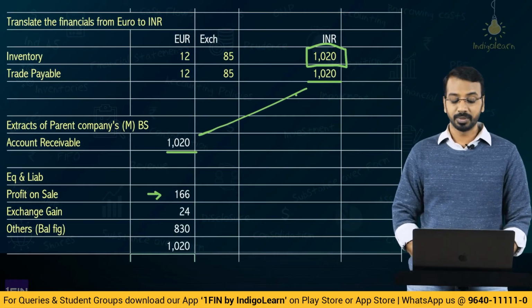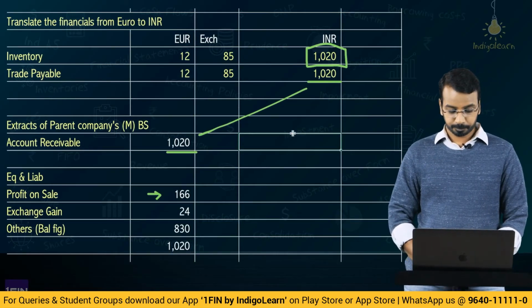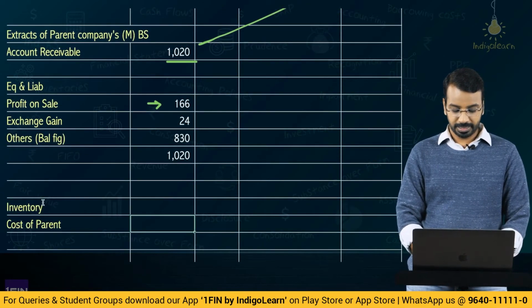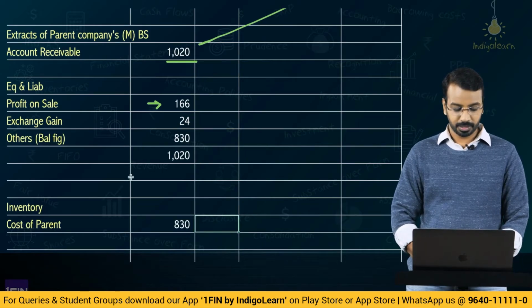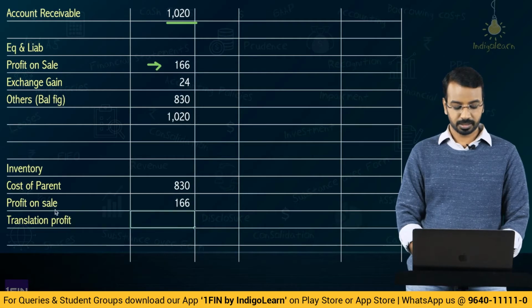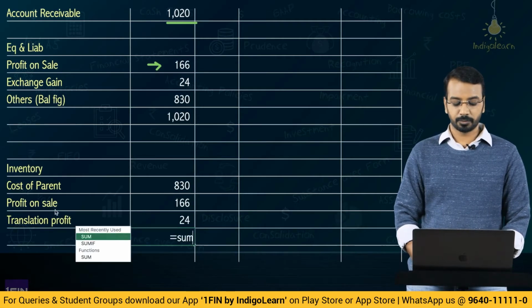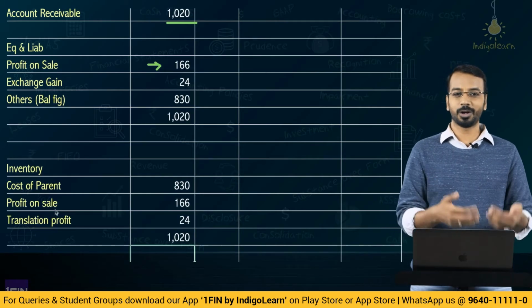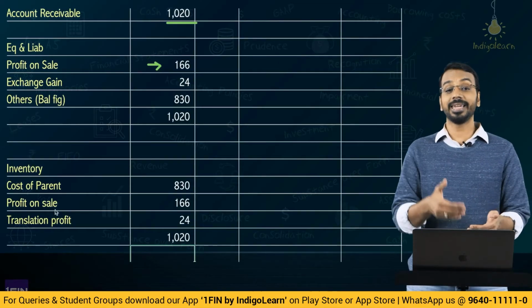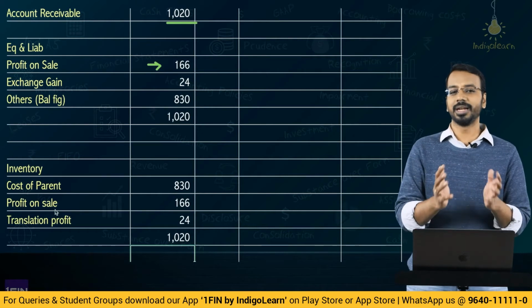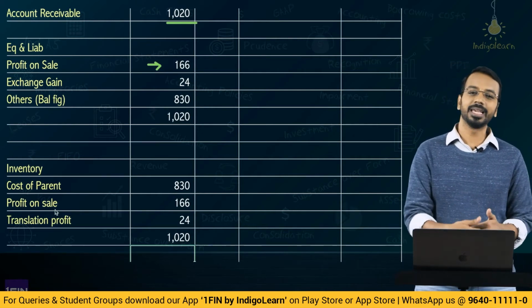So, this 1020 comprises, if I break it down, inventory cost to parent 830, then profit on sale 166 and translation profit 24. You sum all of these, you get 1020. Now, this 1020 of inventory has to be brought down to what value? To the lower of cost and net realizable value of the entire group. What is the cost to the group? Cost to the group is 830. What is the net realizable value? We don't have it, so we can assume that it will be higher than the cost.